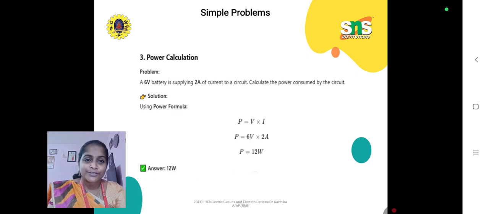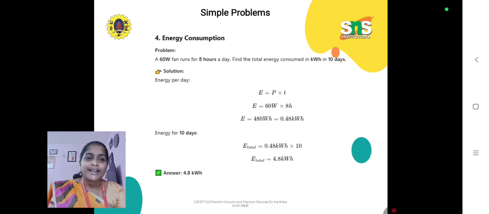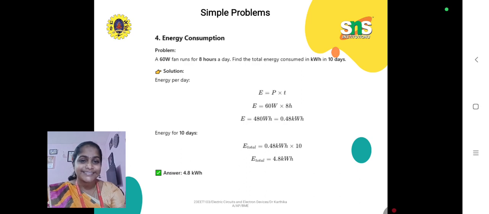The third one is power calculation. The formula is P equals VI. The given voltage is 6 volt and the current is 2 amps. So the power value is 12 watts. And energy consumption, E equals P multiplied with T. The given P is 60 watt and T is 8 hour, and we have to calculate the energy for 10 days. So E total is equal to 0.48 kilowatt hour multiplied with 10. Finally we get the total energy, which is equal to 4.8 kilowatt hour.